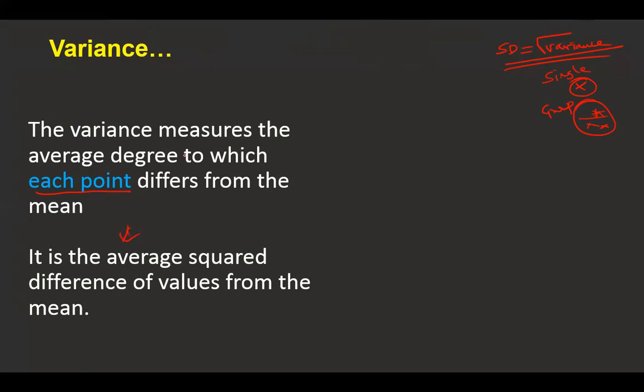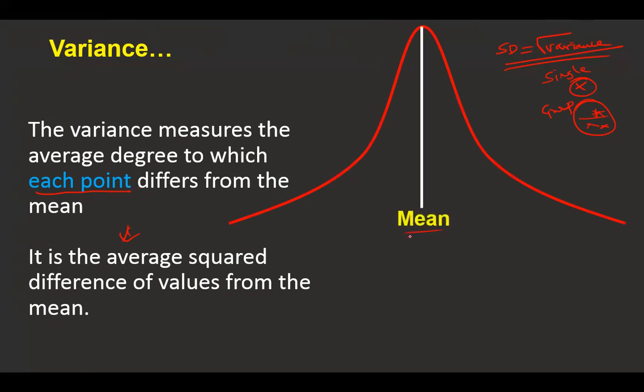First you have to remember, it is measuring the average degree to which each point differs from the mean. I'm going to show a small example here. Here the variance measures the average degree to which each point differs. Now this is the mean, and I'm having an individual value here. So it will measure the average degree by which the individual value differs from the mean.